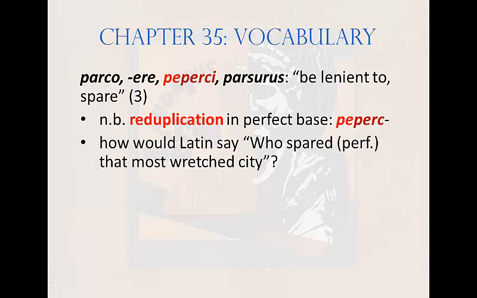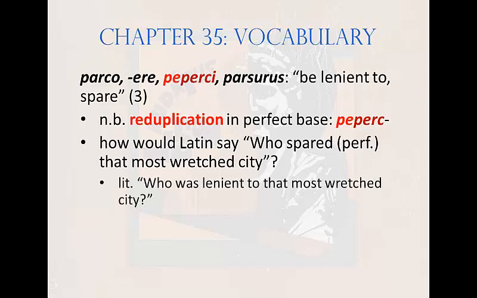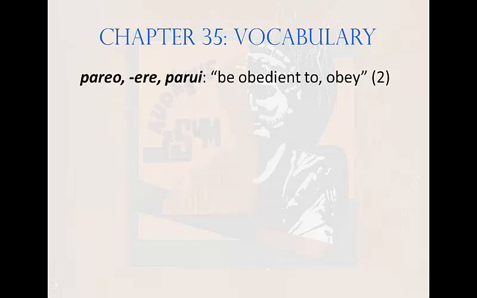How would Latin say, who spared, use the perfect, that most wretched city? Remember, you can't say it exactly that way. You have to change the English to make it conform better to the Latin. Can you say spare plus an accusative direct object? No. So, rephrase it the way Latin would say this. Who was lenient to that most wretched city? So what's the Latin? Quis urbi miserrimae pepercit.